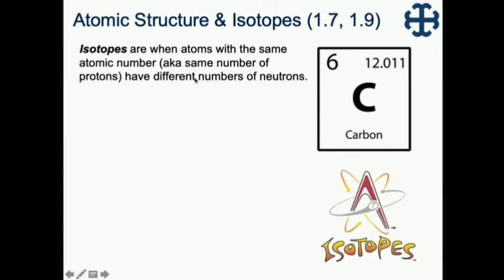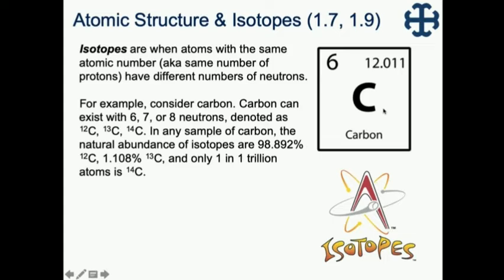It is when an atom has the same atomic number, so the same number of protons, but has a different number of neutrons. So for example, if we look at carbon, carbon can exist with 6, 7, or 8 neutrons. And we would denote that using this notation here, where we have carbon-12, carbon-13, and carbon-14.